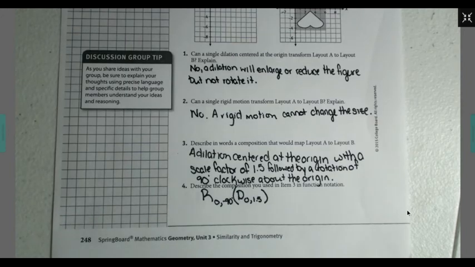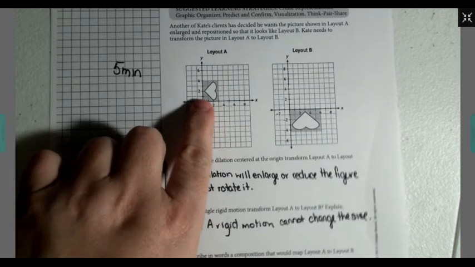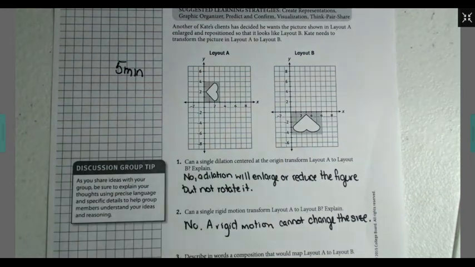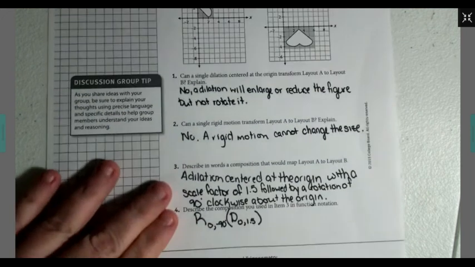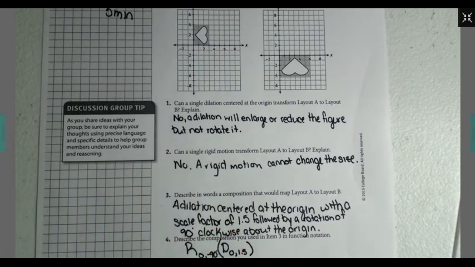As you come to see, we can't do just a dilation to go from this figure to this figure because we need it to rotate, and dilation will only enlarge or shrink or reduce it, okay? We can't do just a rigid motion because a rigid motion, remember, will not change the size. So we're going to have to do a 2-step process. So we're going to have to do a composition.